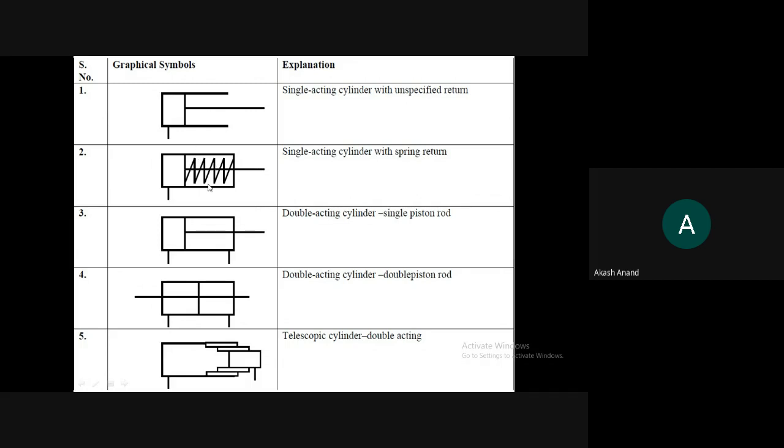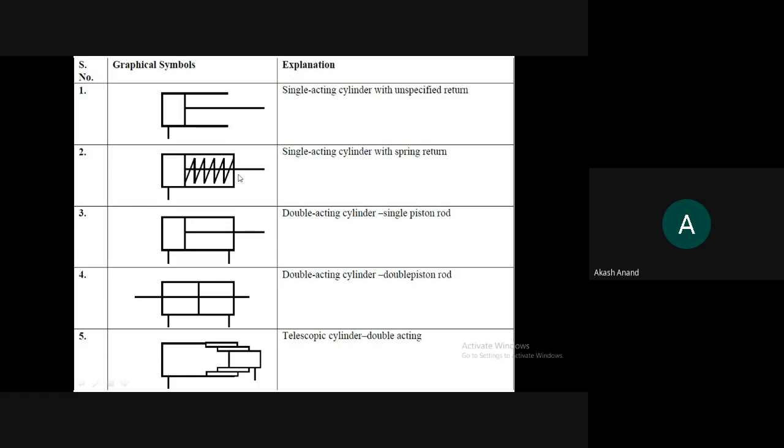Next is a single acting cylinder with a specified return. In this case, you can see that this is a single acting cylinder because there is only one port to the entire cylinder, and there is a piston and a rod. But here the difference is a spring is added so that it returns. There is no other arrangement for returning, so they have included a spring for the return movement. So this is the symbol for a single acting cylinder with a spring return.